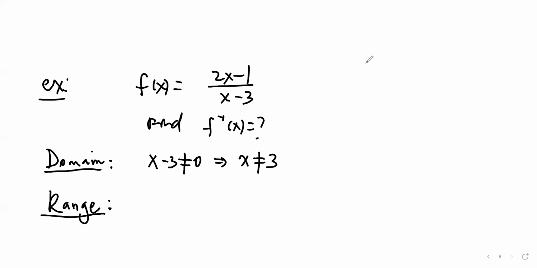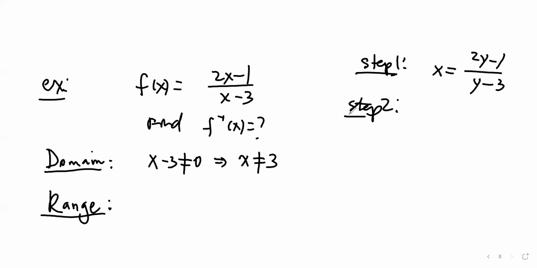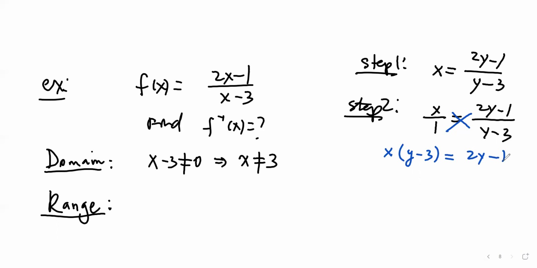Okay, so let's start with step 1. We're going to replace x with y and y with x. So this is going to be x equals 2y minus 1 over y minus 3. And then step 2, now I'm just solving this for y. So this will be x over 1 equals 2y minus 1 over y minus 3, and then cross multiply. If you cross multiply, you'll get x times y minus 3 equals 2y minus 1, and then distribute the x. So this will be xy minus 3x equals 2y minus 1.